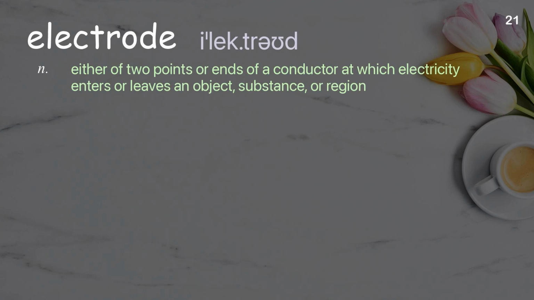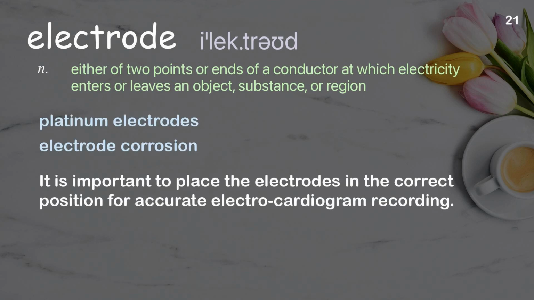Electrode. Either of two points or ends of a conductor at which electricity enters or leaves an object, substance, or region. Examples: Platinum electrodes, electrode corrosion. It is important to place the electrodes in the correct position for accurate electrocardiogram recording.